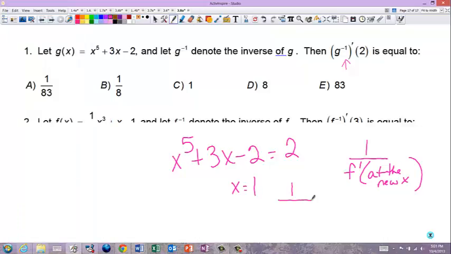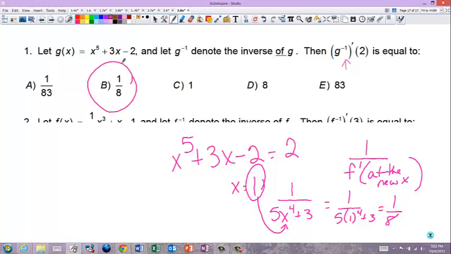So it's 1 over 5x to the 4th plus 3 at 1. Please tell me this is not the exact same problem I just did. Okay, no, it's not, good. So I plug it in, 1 over 5 times 1 to the 4th plus 3. So that's 1 over 8, which is B. Yay! Alright, that's where this video stops.